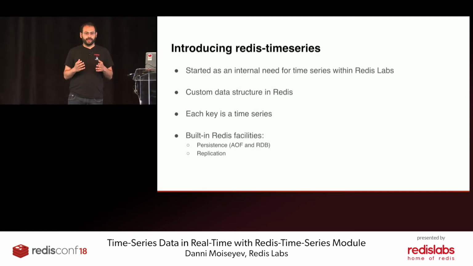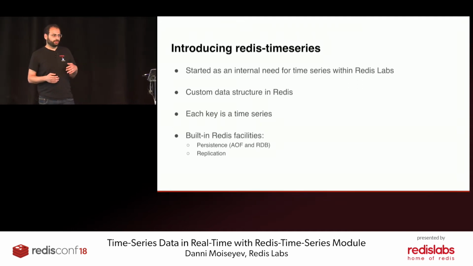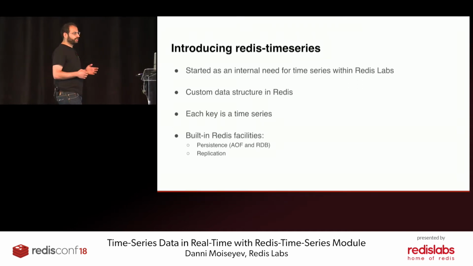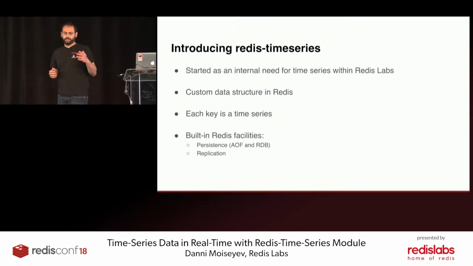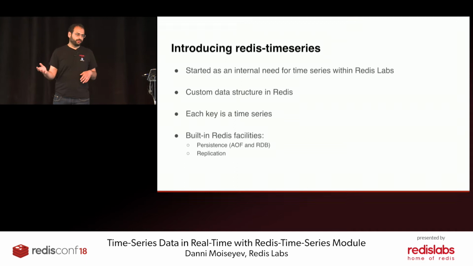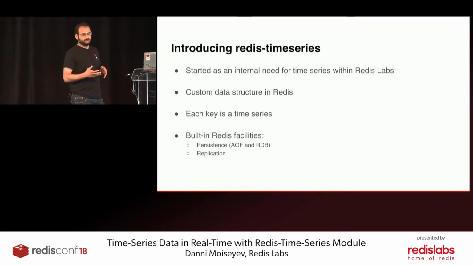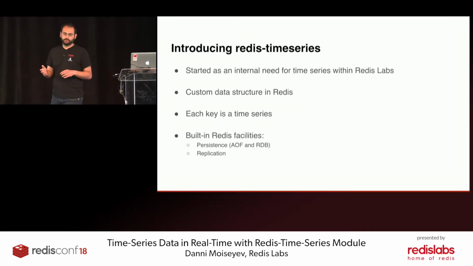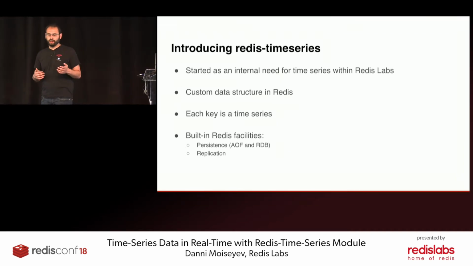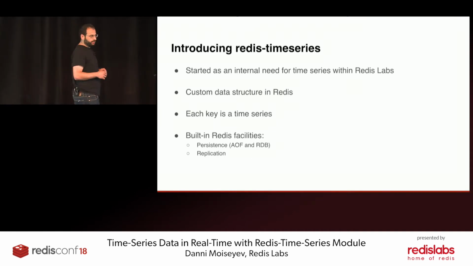The module adds another custom data type to Redis for time series. In this custom data type, each key is a time series, a list of samples where each sample is a timestamp and a value, as we said before. This is a native type for time series, so you don't need to use sorted sets. You don't need to do multiple queries to Redis to get all the data, and it's very optimized just for time series.